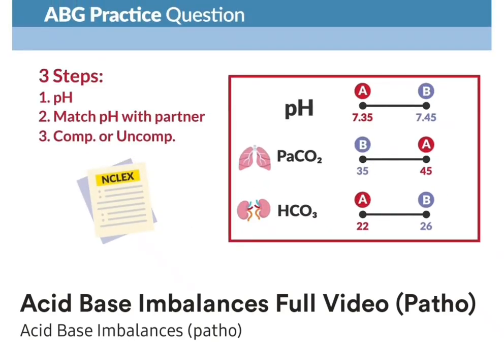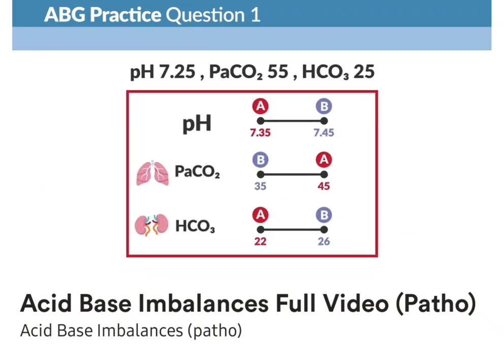So using our 3 steps, let's break this down. ABG practice question number 1 here. We have a pH of 7.25, a PaCO2 of 55, and an HCO3 of 25. So using our marching band suit, let's break this down. Step number 1, starting with pH because it's primary. 7.25 is way below 7.35.